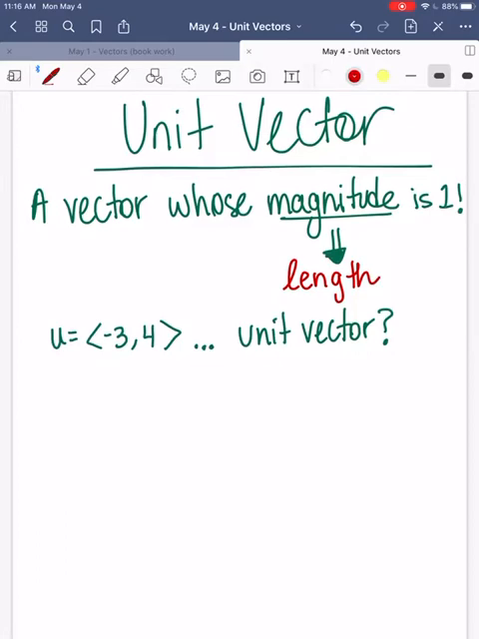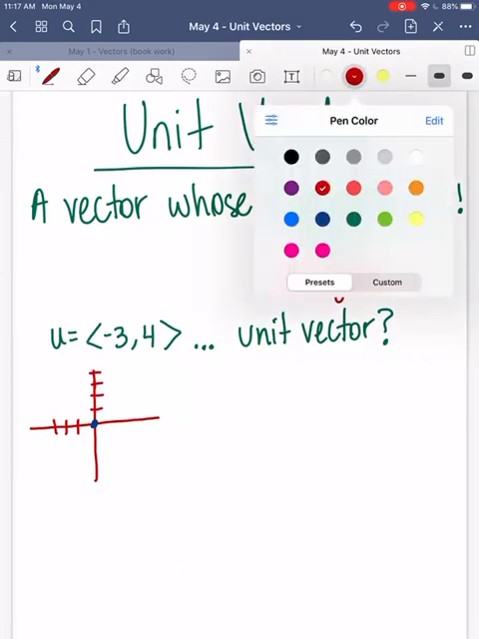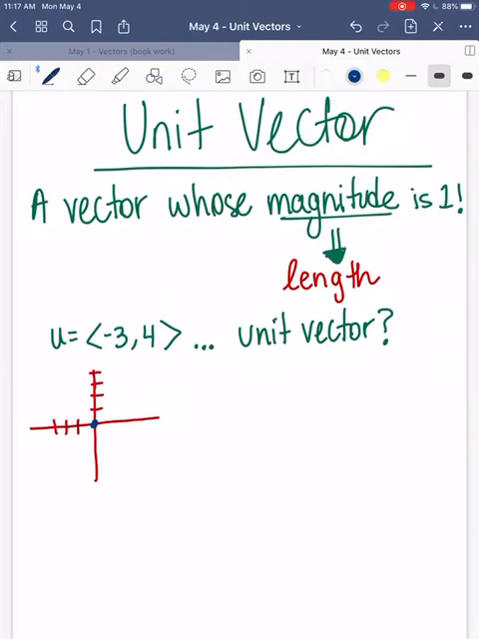Okay, so my first question to you is: is a vector with the components -3, 4 a unit vector? So basically, does the magnitude equal 1? We could sketch it if we wanted to. So -3 means we're going to go to the left 3. I'm going to start it here. Let's use a different color. Start it here, and now we're going to go up 4. So then our end point would be left 3, up here, and so then that's our vector.